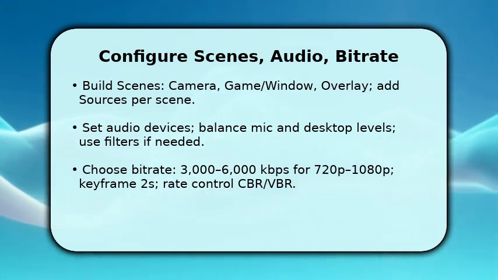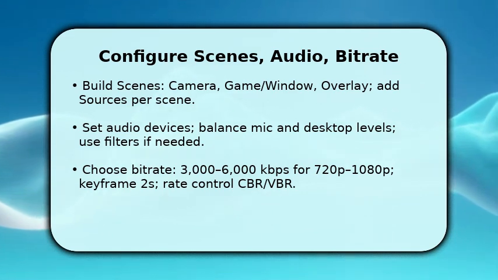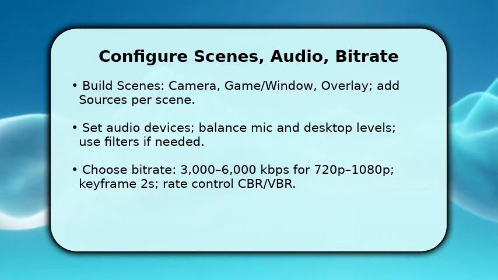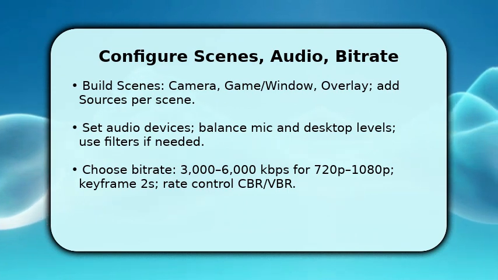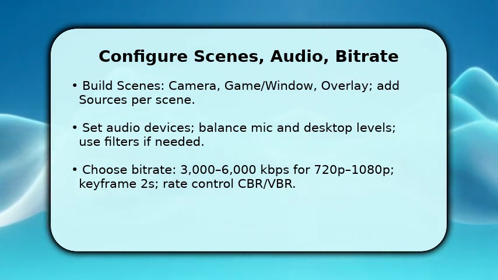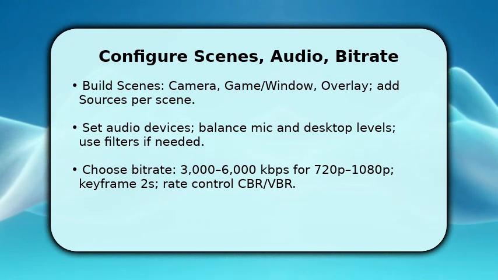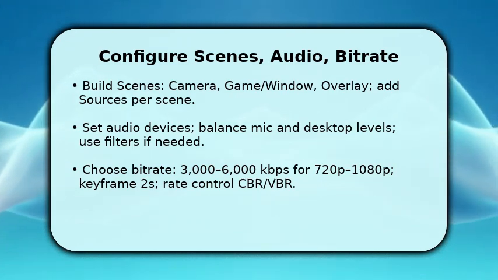Then tune output settings. Pick a bitrate that matches upload, around 3,000 to 6,000 kbps for HD, and set keyframe interval to 2 seconds because YouTube requires it. Make sure rate control and encoder presets balance quality and CPU usage.